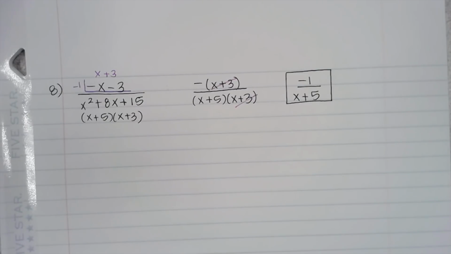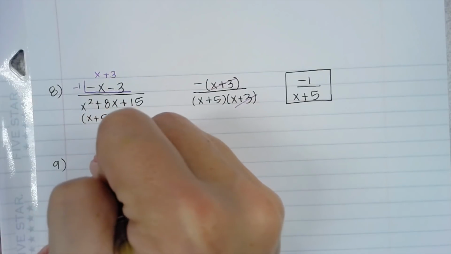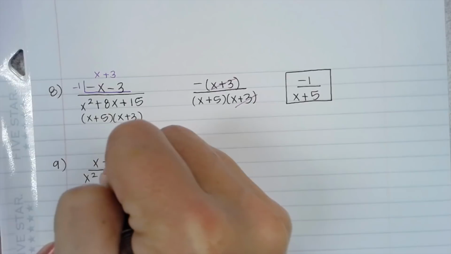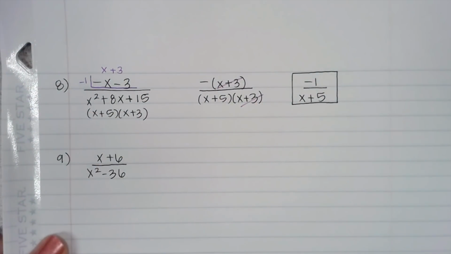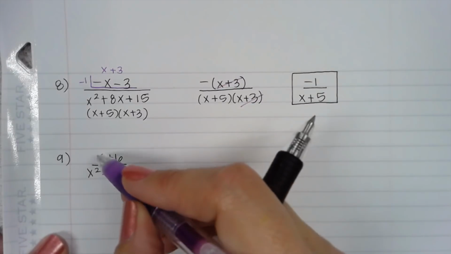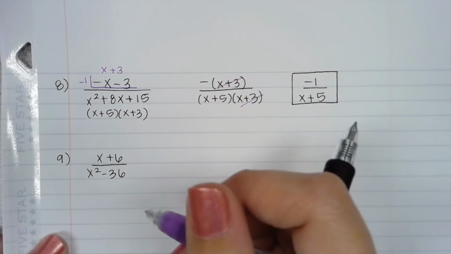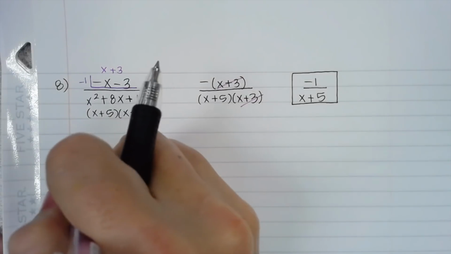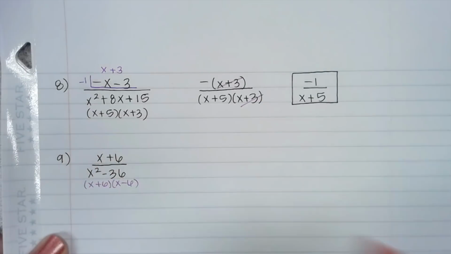Number 9 has an x plus 6 in the top and it has x squared minus 36 in the bottom. This question looks a little bit simpler than this question does, but a lot of students still get it wrong because you want to just cross these out and get, I don't know, 1 over 6 as your answer. But you want to be careful because it's not being written in factored form. I still need to factor the bottom. So the bottom t-charts to x plus 6, x minus 6.